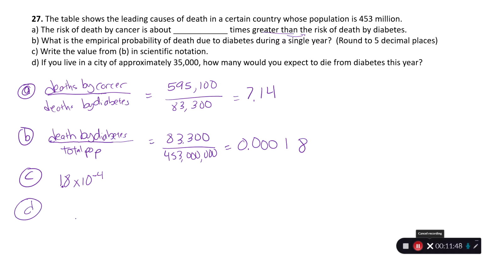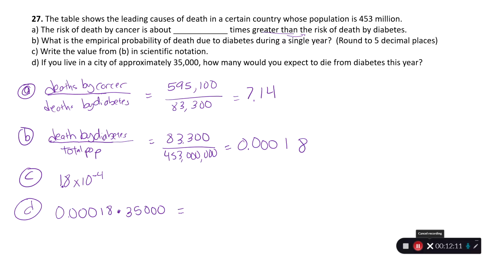If you live in a city with 35,000 people, how many of those would you expect to die from diabetes this year? Alright, so just like we said a second ago, we expect this to be 0.00018 is the risk per person for the whole United States. Since this is a risk per person, we can multiply this by the number of people.